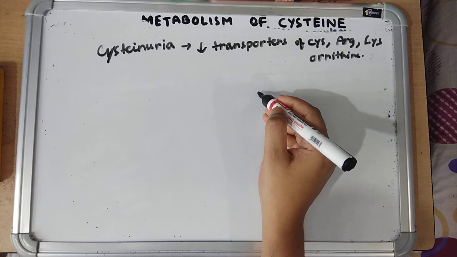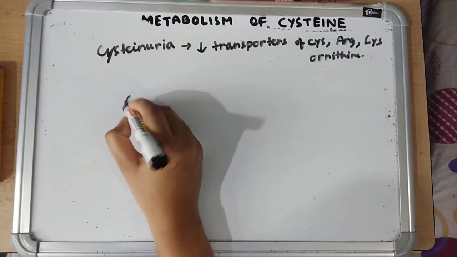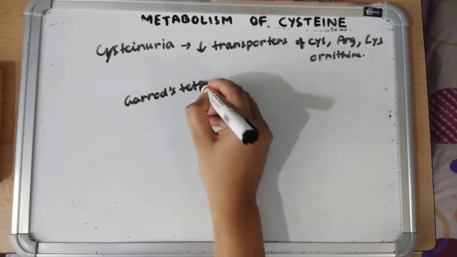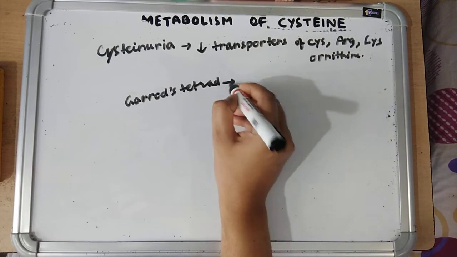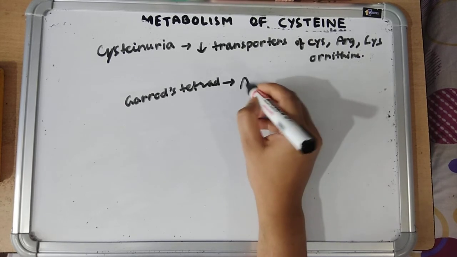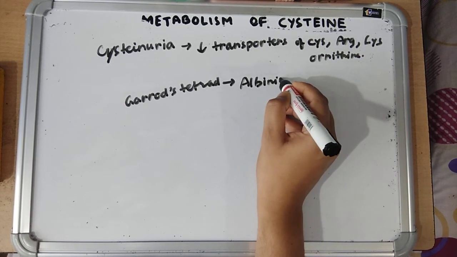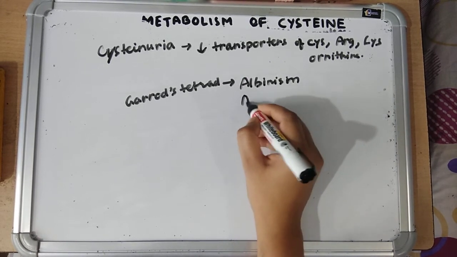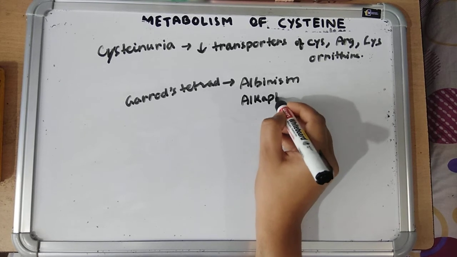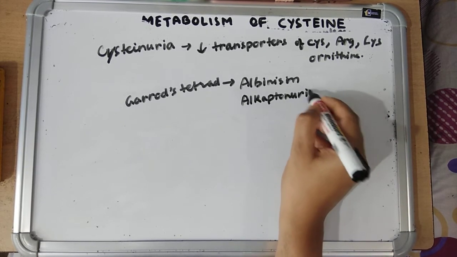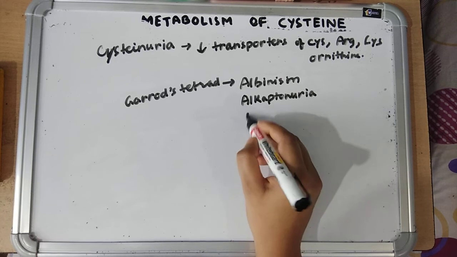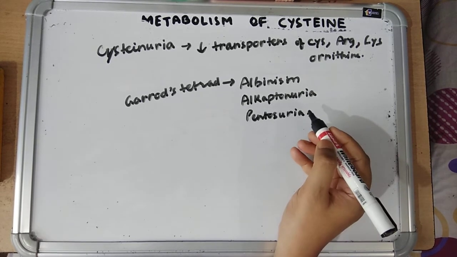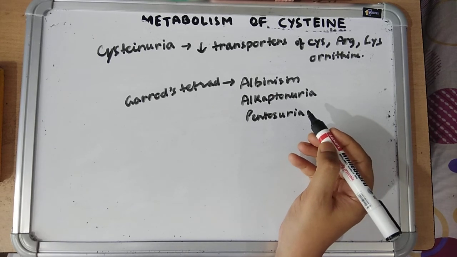So this cystinuria is a part of Garrod's tetrad, which consists of 4 inborn errors of metabolism. One is albinism, another is alkaptonuria, then cystinuria and pentosuria. So treatment is increased water intake.